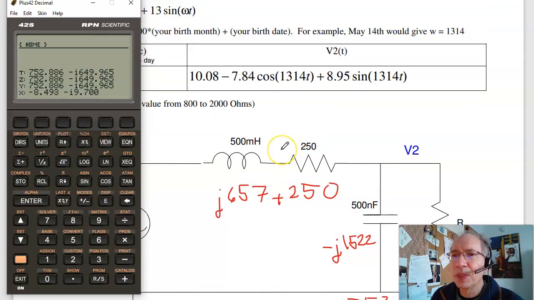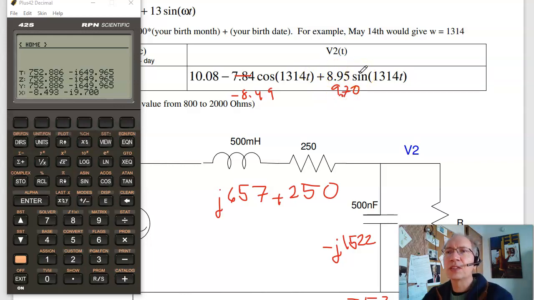What that means, I did something wrong, is the real part is the cosine, minus 8.43, 8.49. The complex part is sine, 9.70, or minus the complex part is sine. So that is quiz number 1 for ECE 320.